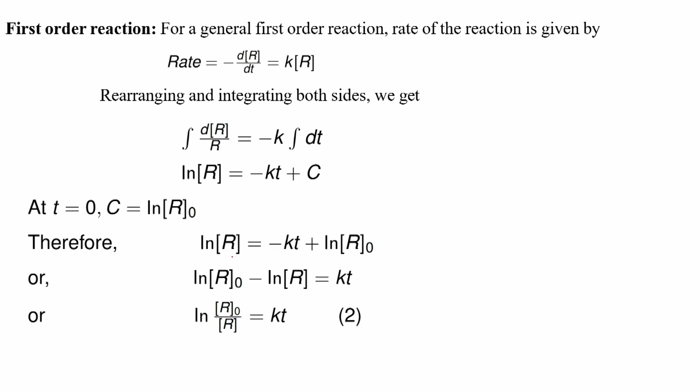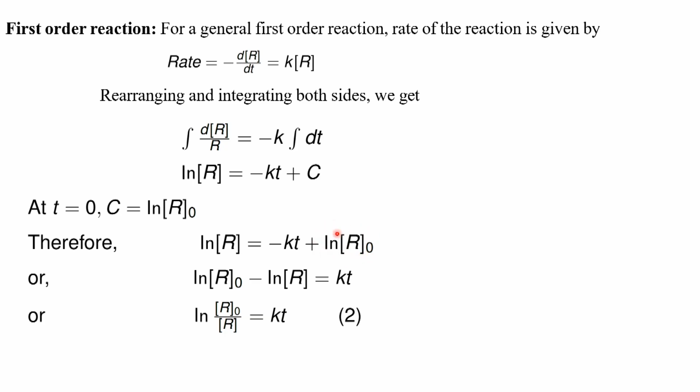Now if we plot ln R versus time, we get a negative slope. As time progresses, ln R will decrease, and when t goes to 0, ln R becomes ln R naught.